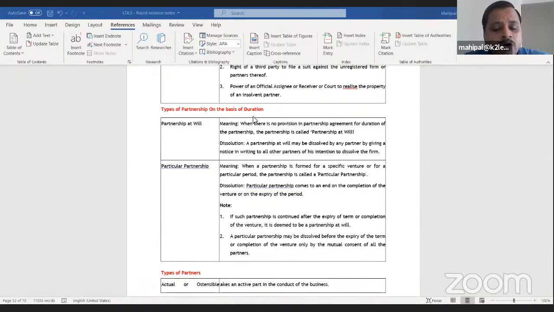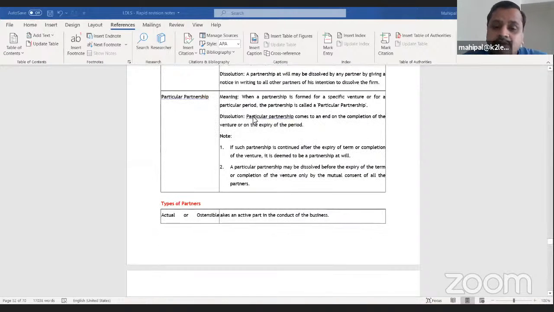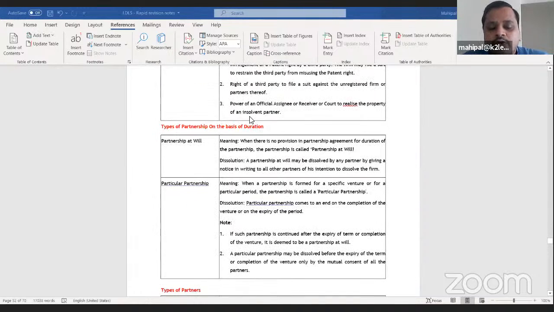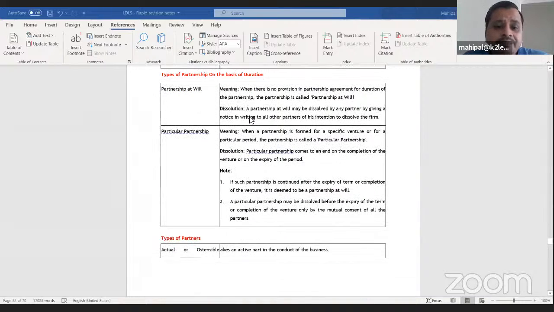Particular partnership is carried on for a particular venture. This dissolution generally happens on the completion of such venture. But if that partnership continues after the expiry of such venture, it will be treated as partnership at will. The mutual rights and obligations remain the same. On the basis of business, it could be for a particular venture, or it could be a general partnership.